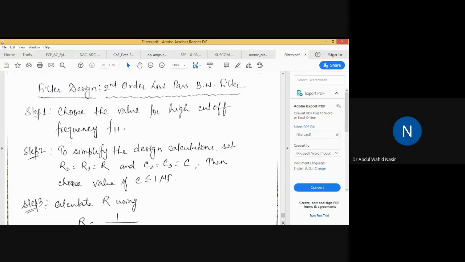and C2 equal to C3 equal to C. So you can see that in the RC network of the second order low pass filter we have two resistors R2 and R3, and also two capacitors C2 and C3. For simplifying the design calculation, we make R2 and R3 equal, which is equal to R, and also we make the two capacitors C2 and C3 equal. Then we will choose the capacitance value C as less than 1 microfarad, as I already told you.